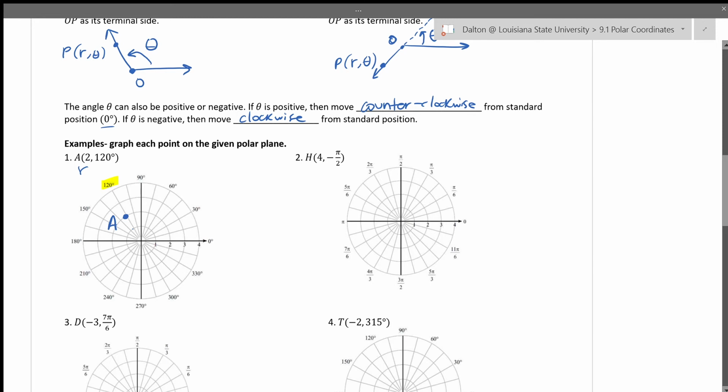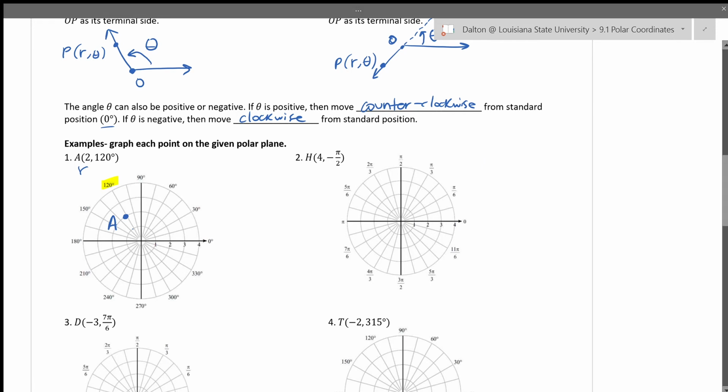Number 2, point H. This time, notice I don't have degrees. So on a polar plane, just like the unit circle, we can have our angles in terms of degrees, or in this case, like number 2, we have them in radians. Now, you do basically the same game plan. So this time I want to find the angle first, negative pi over 2.